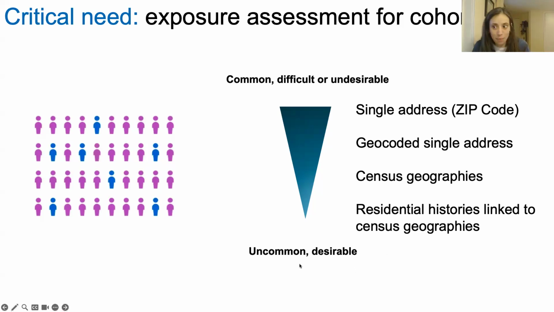And what's very uncommon but highly desirable, right, would be to have a residential history file for a participant that's been linked or appended to census geography. So something like tracts over time, and we could do easy column merges. The reality is that many cohorts, many large NIH-funded cohorts, simply haven't geocoded addresses at all, or have single addresses that haven't been appended to any census geography.